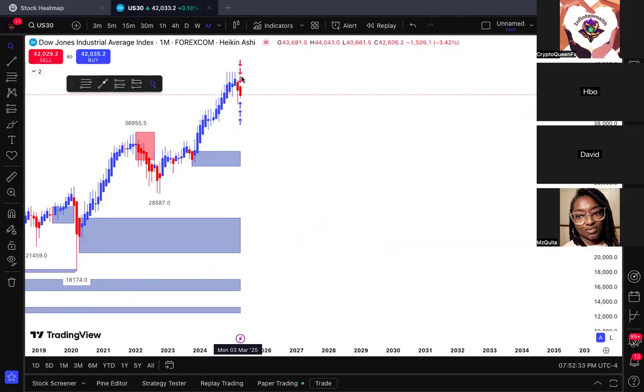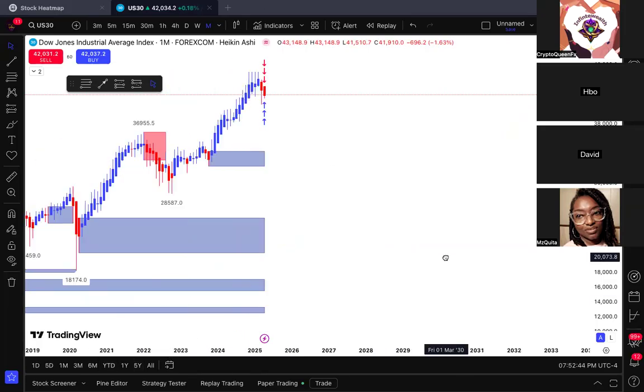I was trying to remove these arrows here, but I'm not sure how to do that on TradingView. I did a paper trade on here. I just don't know how to remove the arrows from the paper trading.